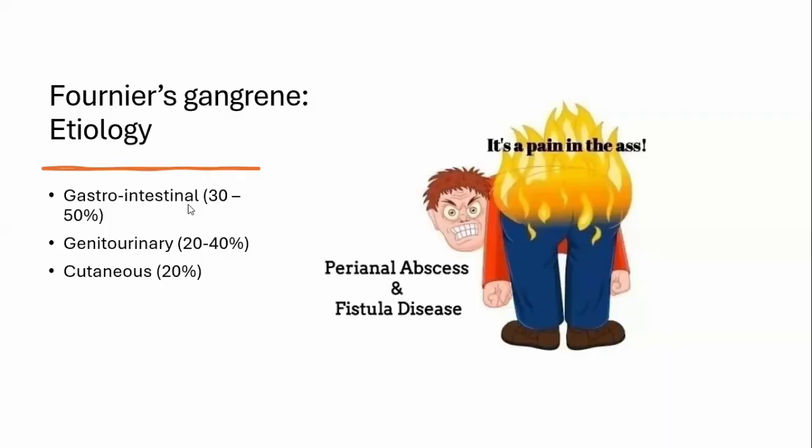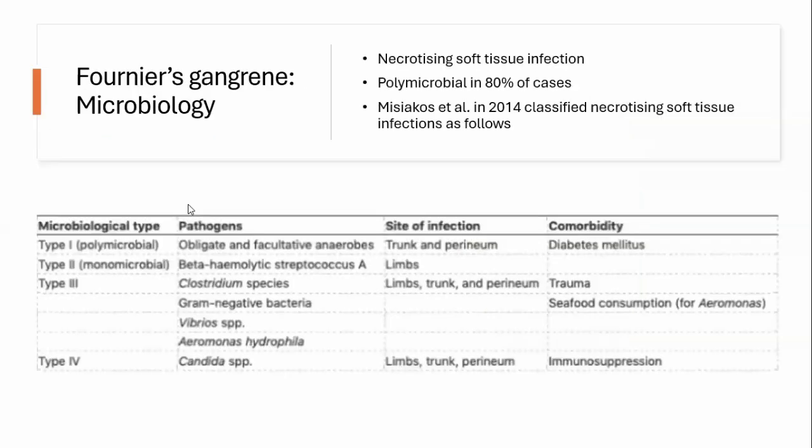In terms of the etiology, it's usually related to a gastrointestinal issue, followed by cutaneous and urological disease. And that can be anything from perianal abscess, anal fissures, anorectal cancers, UTIs, hydrocele aspiration, vasectomies, circumcisions, especially in our setting where it's not always done in a sterile manner, pressure ulcers, those type of things.